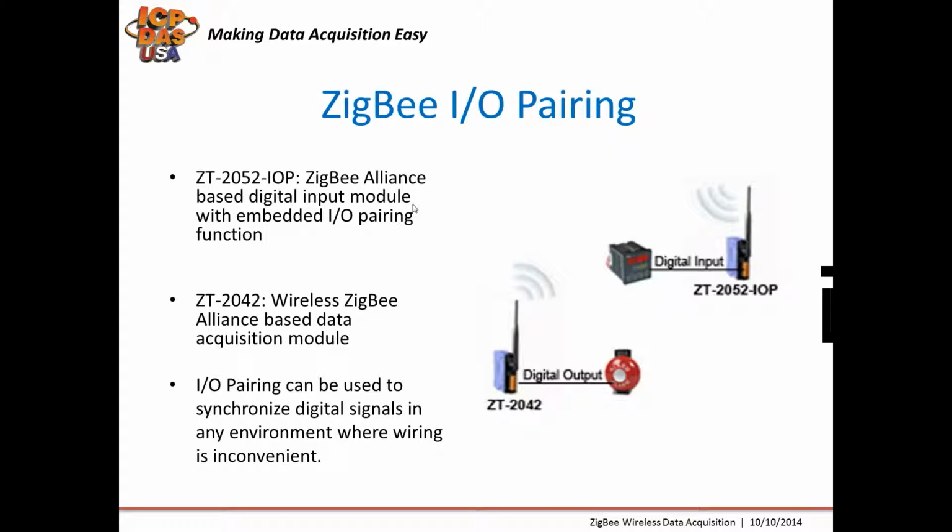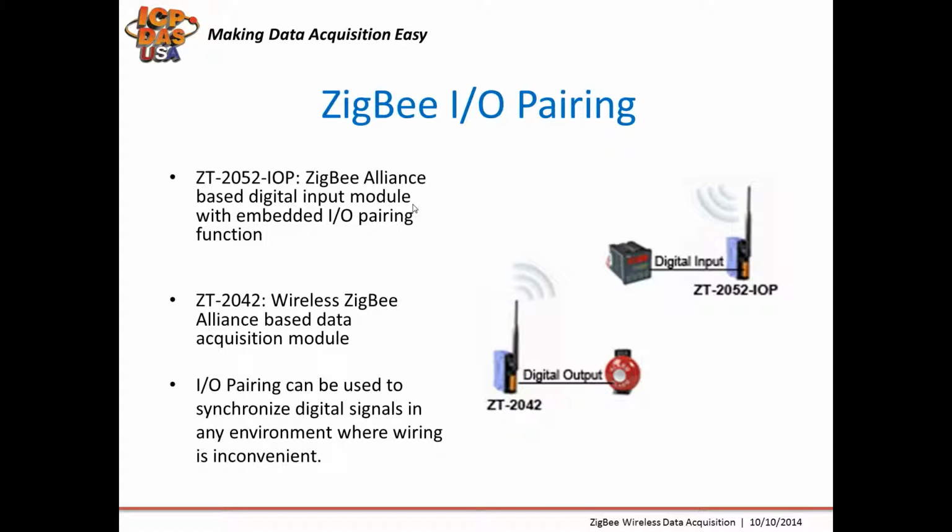Since the ZT2052 IOP has an embedded I/O pairing function, there's no need for any external controller in the application to implement the logic operations. The status of each digital input channel on the ZT2052 IOP can be configured to trigger the corresponding remote digital output channels constantly based on the ZT2042 module.